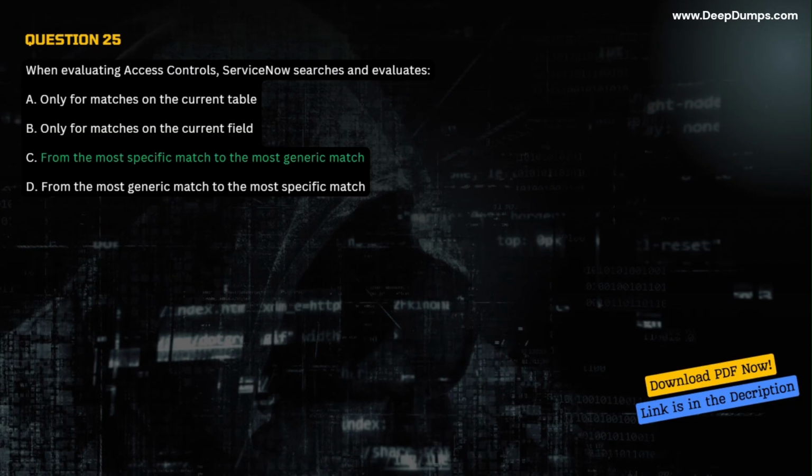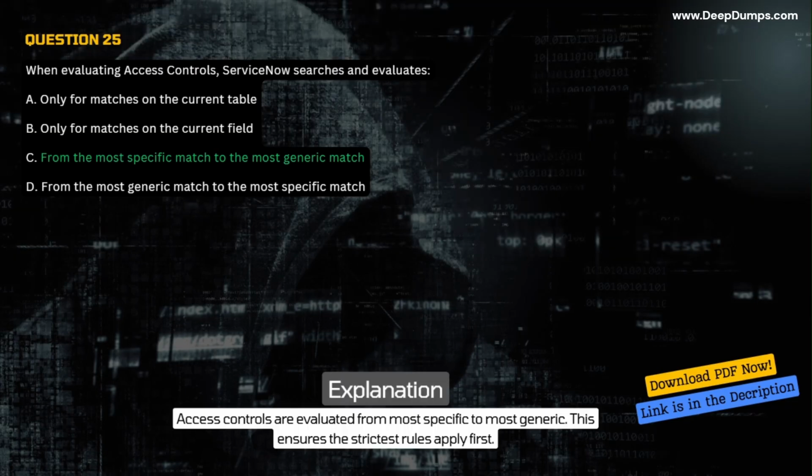Correct answer, C. From the most specific match to the most generic match. Explanation. Access controls are evaluated from most specific to most generic. This ensures the strictest rules apply first.